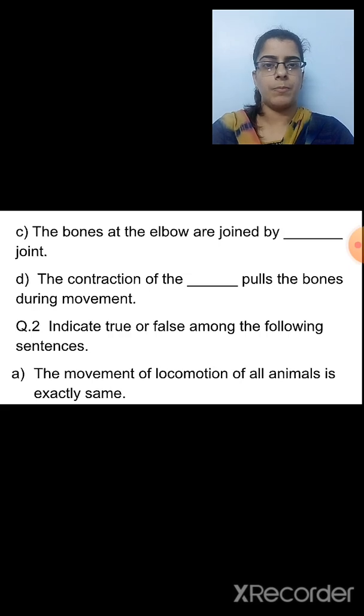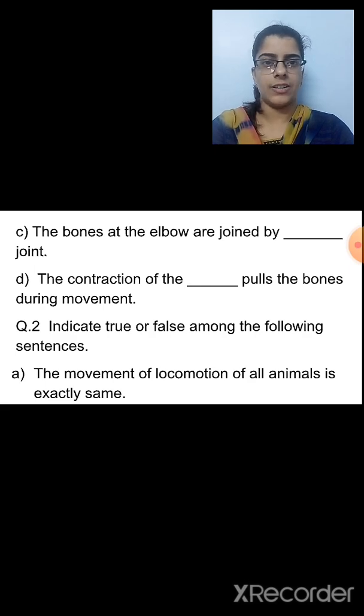Third, the bones at the elbow are joined by which joint? Which joint is present at the elbow? Hinge joint is present at the elbow. Next, the contraction of dash pulls the bones during the movement. So if what will contract, the bones get pulled? The contraction of muscles pulls the bones during the movement.